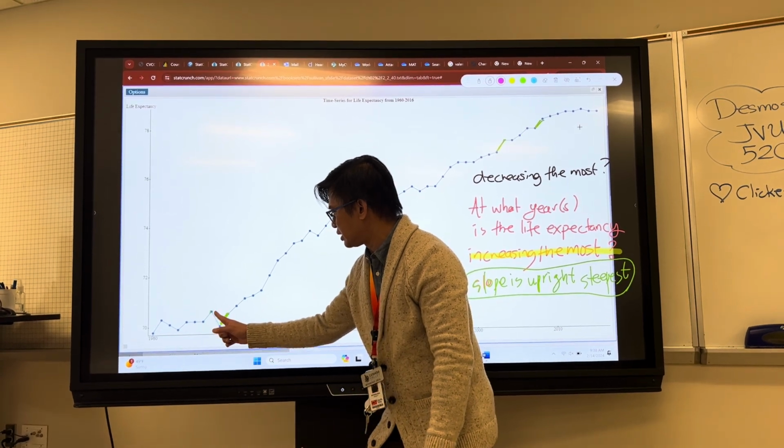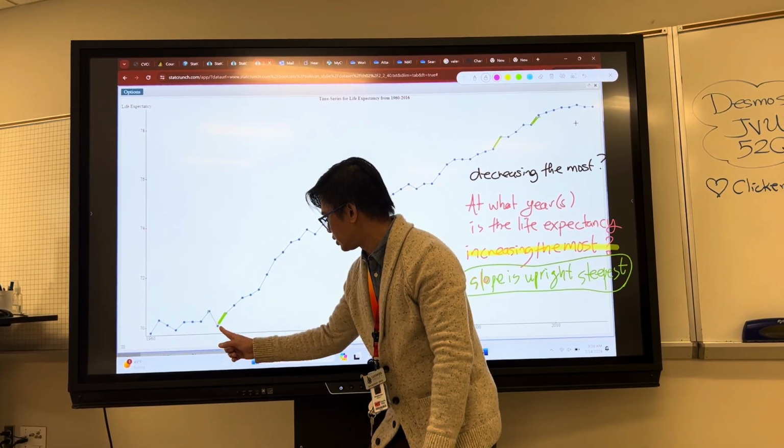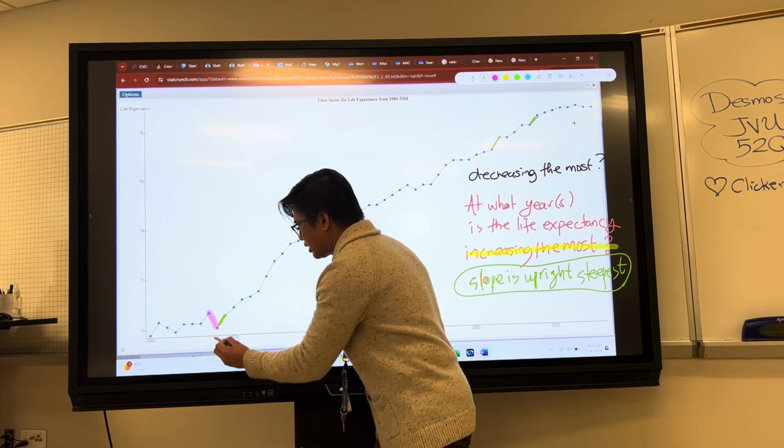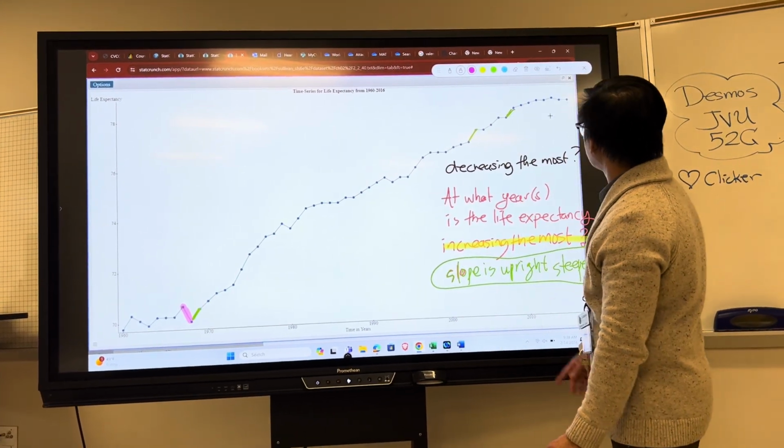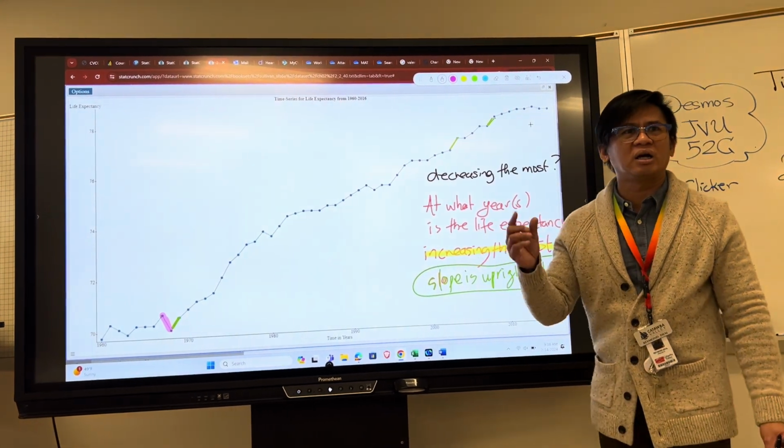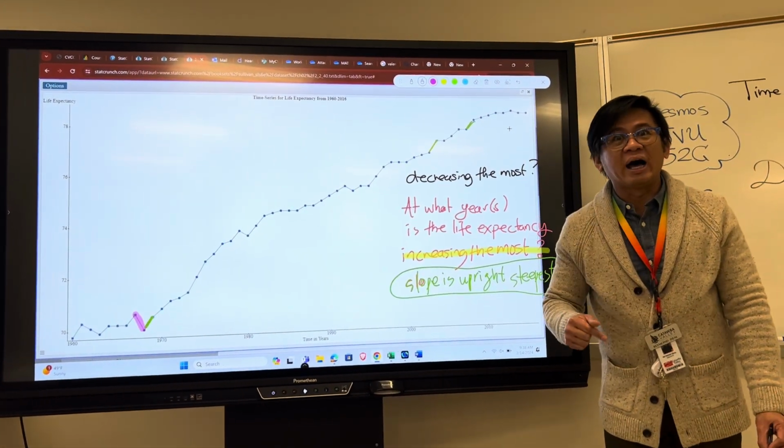1960, what's this? 67 to 68? Something like that. Very good, right? Yeah. Where else are good candidates? I think that's the only one that looks like the steepest going down, right?